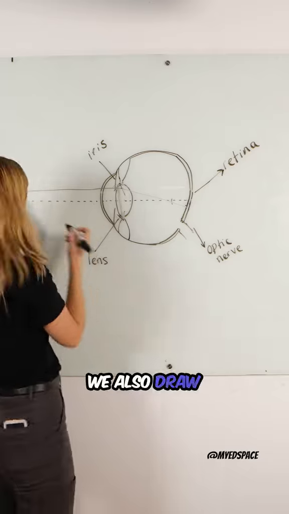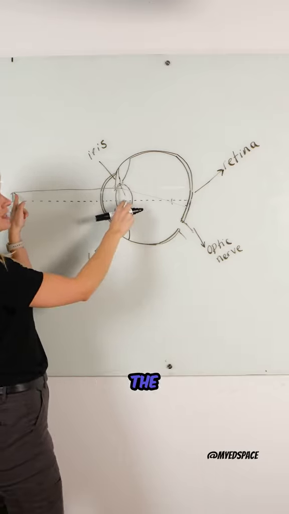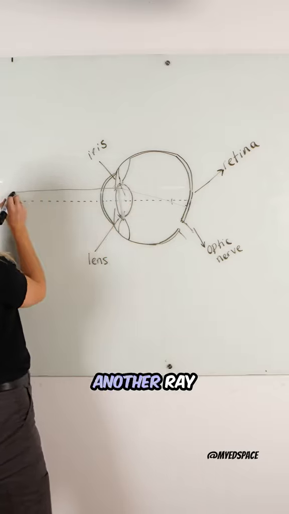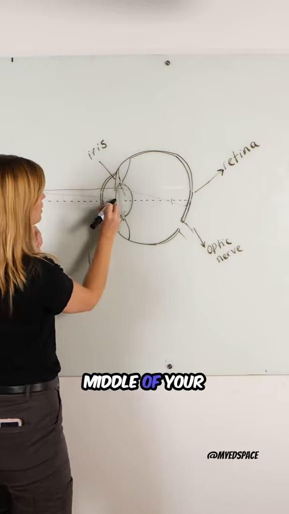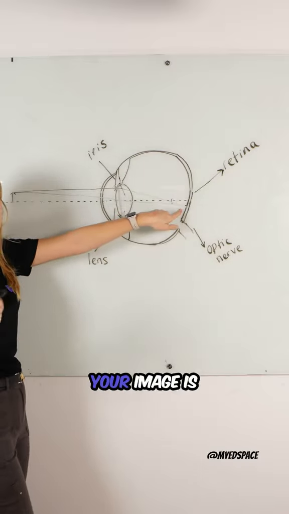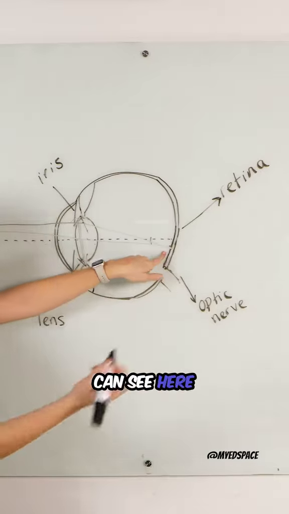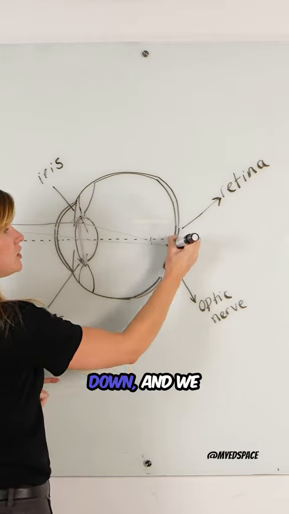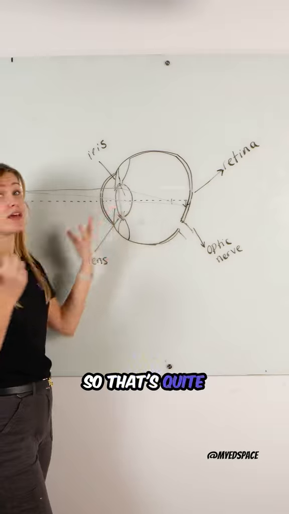And in physics, we also draw another ray, also going through the middle of the convex lens. So you have another ray there that's going to go through the middle of your convex lens, and the point where they touch, that's the point where your image is formed. So what we can see here is the image is actually going to be upside down, and we call that inverted. So that's quite fascinating, right?